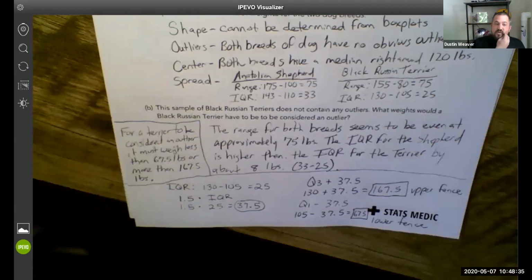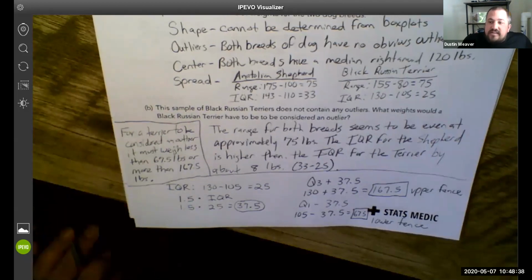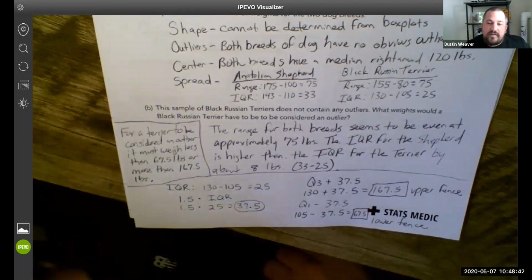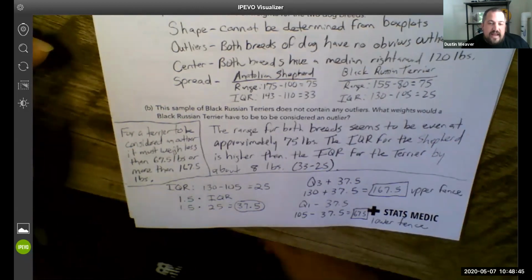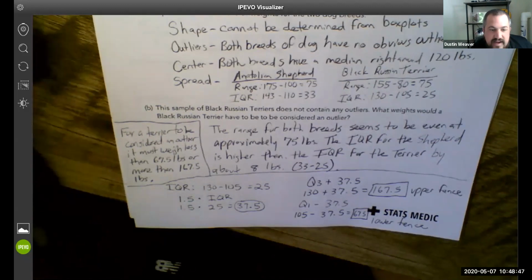And there is our conclusion. So, again, it tells us the sample of black Russian Terriers does not contain any outliers. So what weights would it have to be considered an outlier?